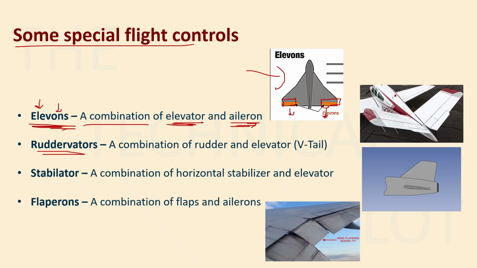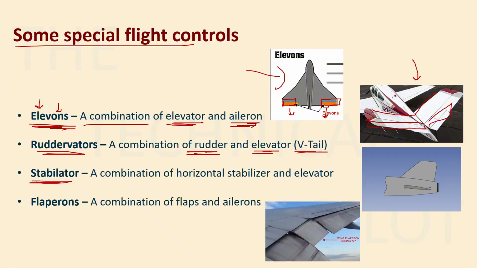You also have ruddervators. Ruddervator is a combination of rudder and elevator. They are used in V-tail aircraft. So this image that you're seeing here is a V-tail aircraft because the tail is in the shape of a V, right? So these surfaces work as both rudder and elevators, known as ruddervators.